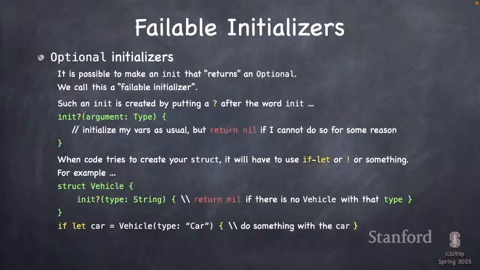So, for example, I have a struct Vehicle that has a failable initializer. It takes a type string, which is the type of vehicle, like "car" or something like that. And if there's no such thing as a "car", then it would fail. So then someone creating a vehicle has to say if let car equal Vehicle of type car, then do something. If Vehicle of type car doesn't fail, it doesn't return nil, then you can do something with the car. Otherwise, not.